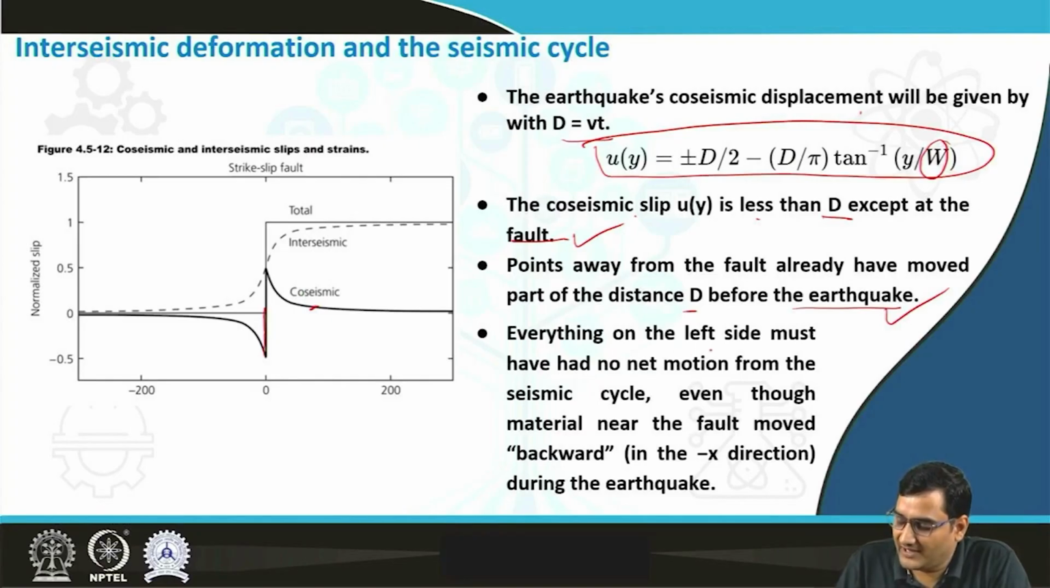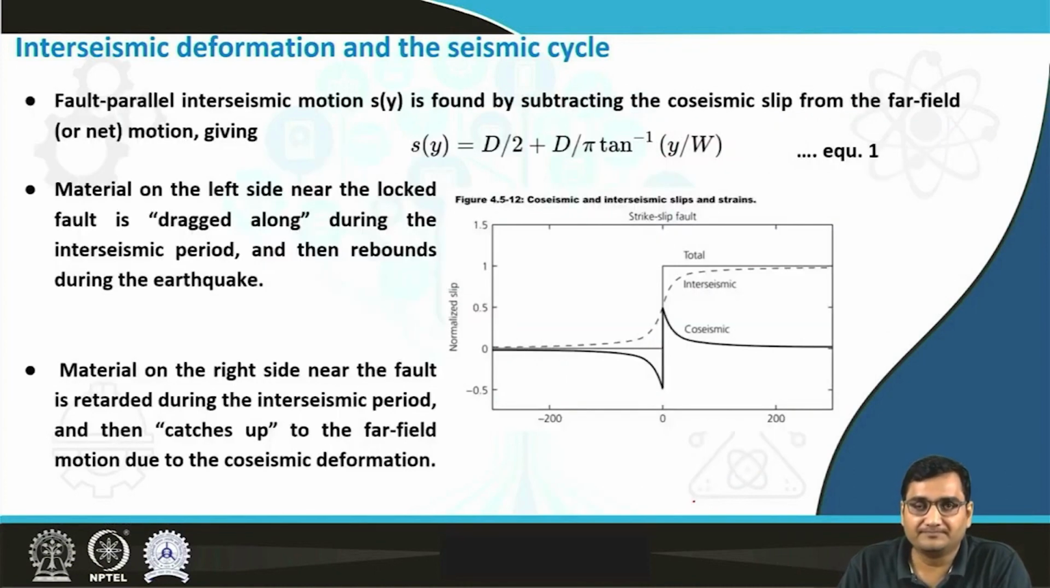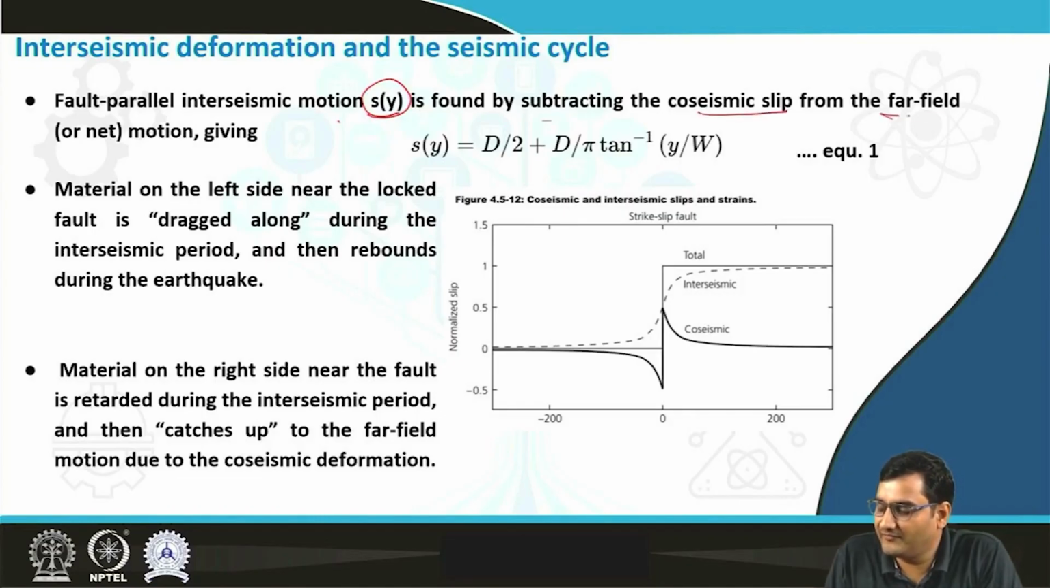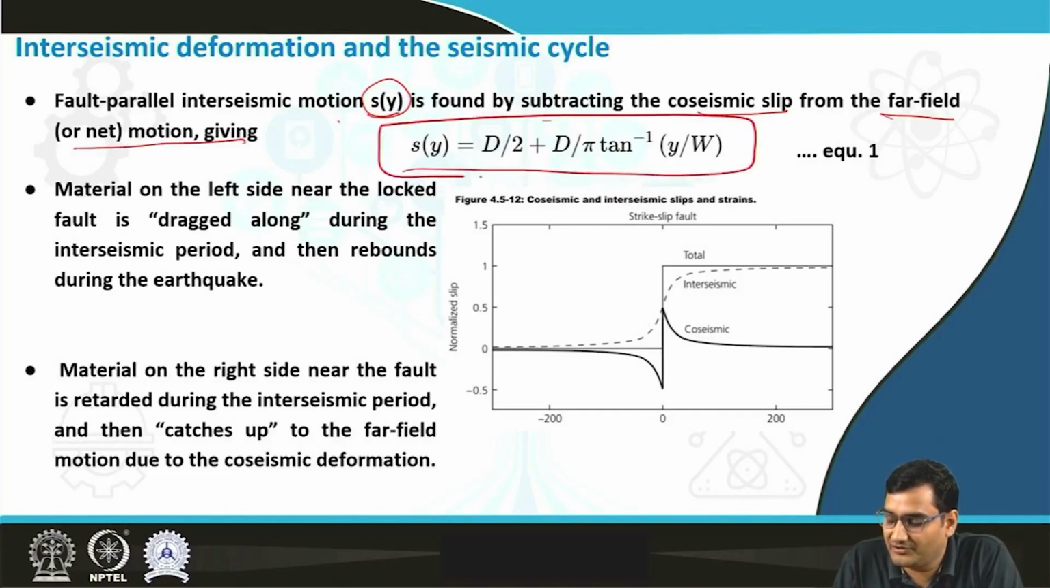Everything on the left side must have had no net motion from the seismic cycle, even though material near the fault moved backward in the negative x direction during the earthquake. So fault parallel, now we are talking about the inter-seismic motion, that is small, as a function of distance y. Fault parallel inter-seismic motion Sy is found by subtracting the co-seismic slip from the far field motion, which will be given by this particular equation here.